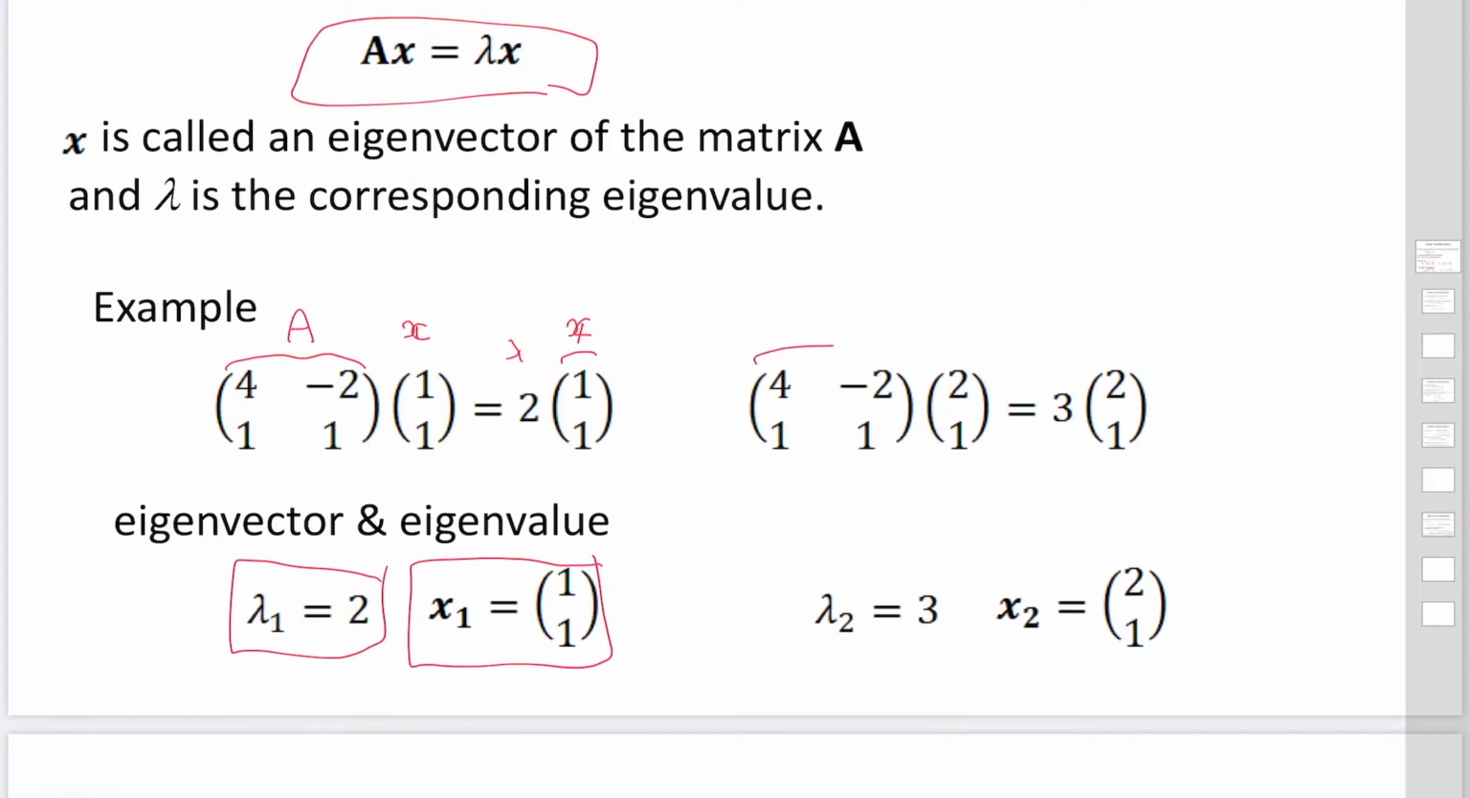Also, if you consider this is A and this is X, and calculate the product AX, it becomes 3 times the vector (2, 1). This is X. So the eigenvector is (2, 1), and this is lambda, the eigenvalue is 3. In this situation we could confirm the eigenvectors and the eigenvalues.